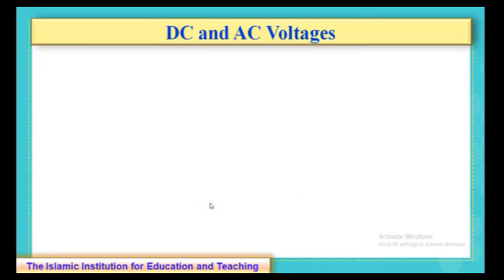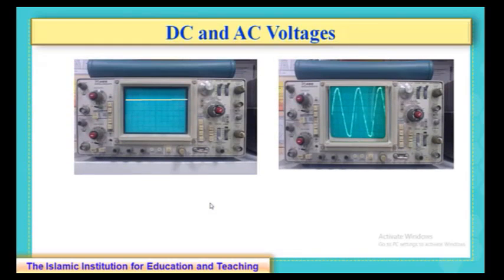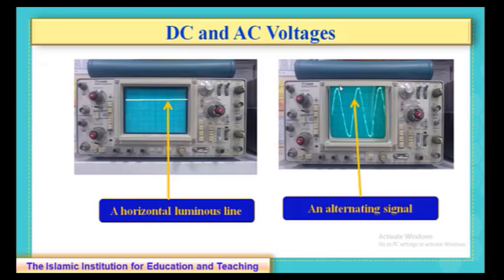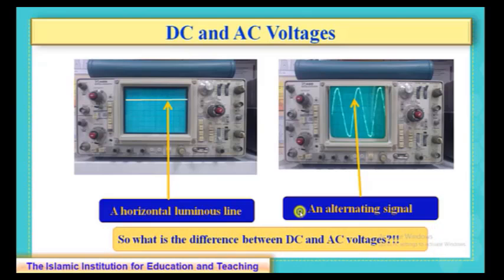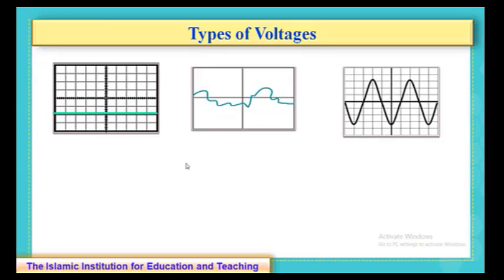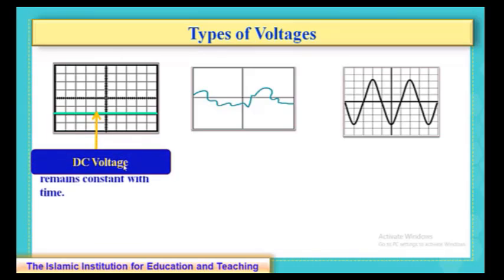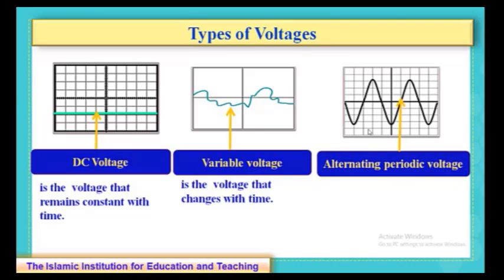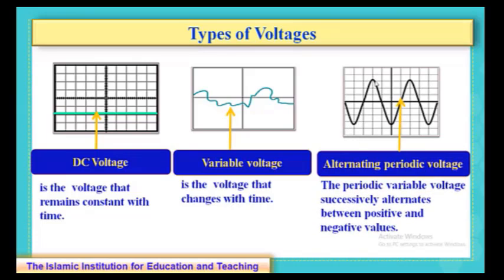Now, how are DC and AC voltages represented on the screen of the oscilloscope? In DC voltage, the voltage appears as a horizontal luminous line, while in AC it appears as a luminous signal. Now, what's the difference between DC and AC voltages? Here we have some types of voltages. This voltage keeps constant as the time varies, so it is called the DC voltage, which remains constant with time, while this one varies as the time varies, so it is called the variable voltage, while this one is called the alternating periodic voltage, since it alternates successively between positive and negative values.